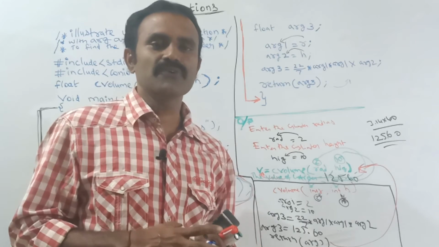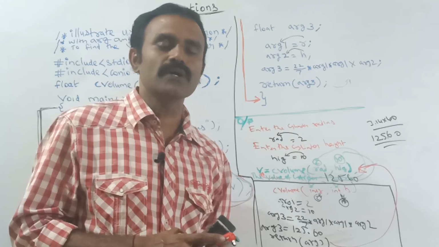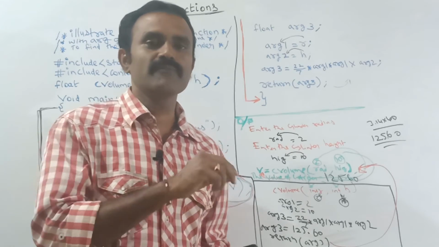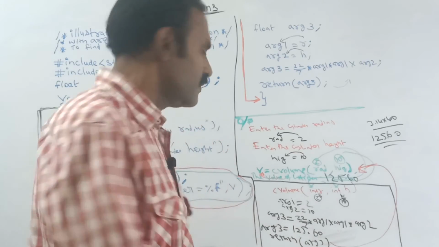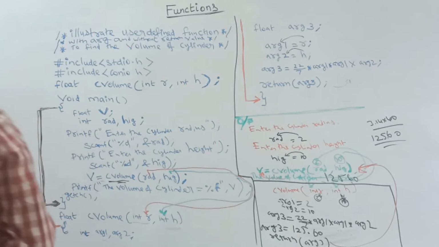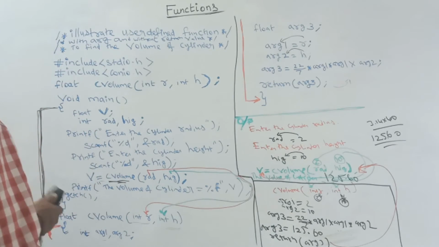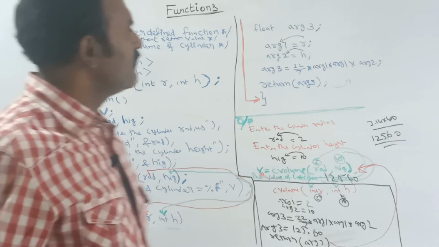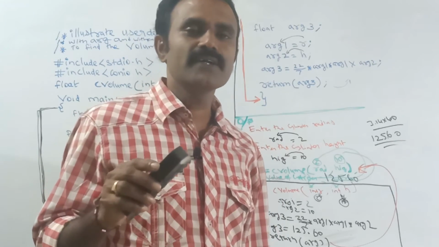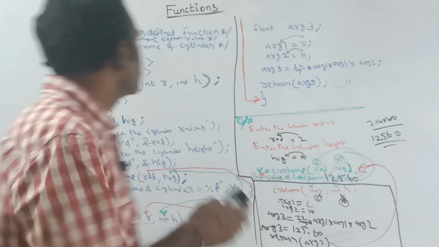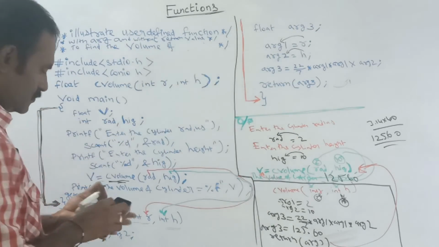What is the volume of a cone? One third into pi r square h. This is the volume of a cone. Now with the help of this program we are going to find the volume of a cone. In the same way, the volume is 1/3 pi r square h. This is the volume for a cone. Here we are going to find the volume of a cone.